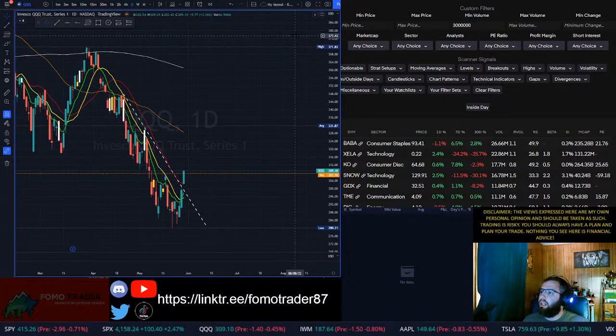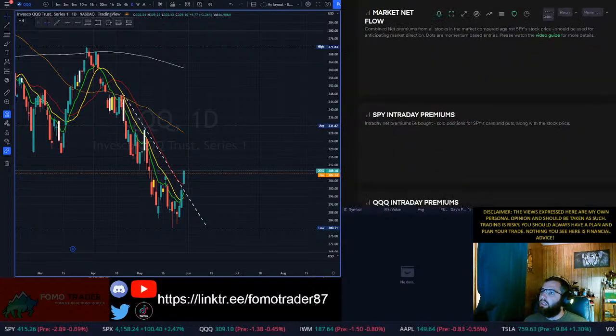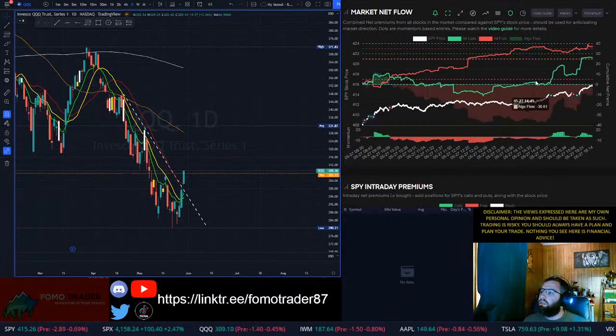For these two, I am going to be watching the market net flow tool, and this is built into the Tgt dashboard. It is also available through our Discord bots in the channel Tgt bot. You can query the bot and get the market net flow. It is a great way of determining market sentiment, and I use this to trade Tesla, SPX, and QQQ.